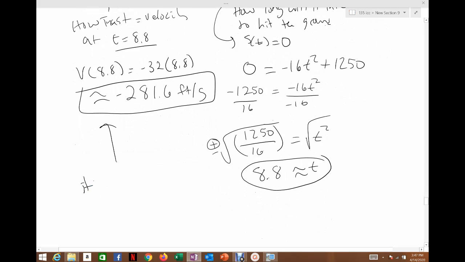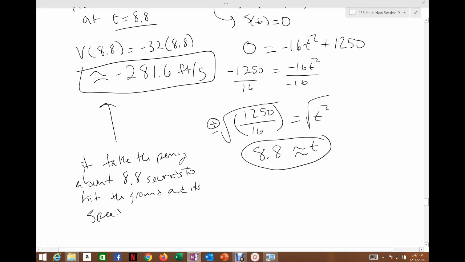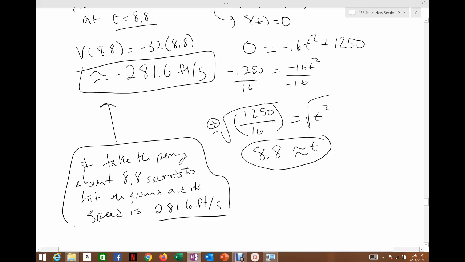Alright, so it takes the penny about, since I rounded, 8.8 seconds to hit the ground, and its speed is 281.6 feet per second, which, like I said, is roughly 190 if you convert it. It's right around 190 miles per hour.